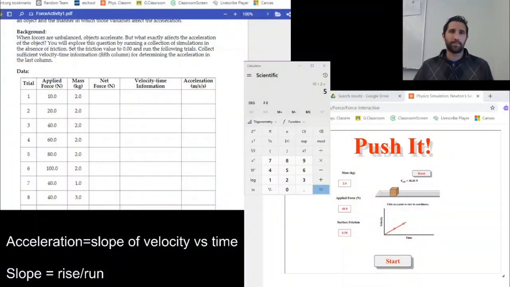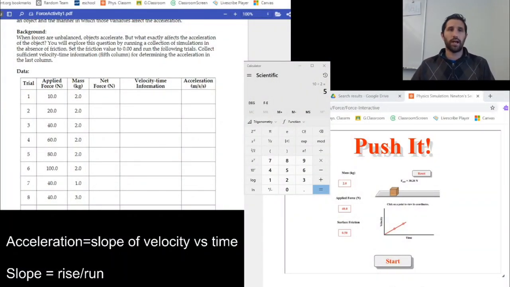You're going to want to open up the lab sheet that goes along with this. And you're also going to want to open up the actual interactive simulation. And then you'll be able to collect the data. I'm going to show you how to collect the data, and then you'll be able to do the activity by following the same exact steps. So I'm going to switch my view over here.